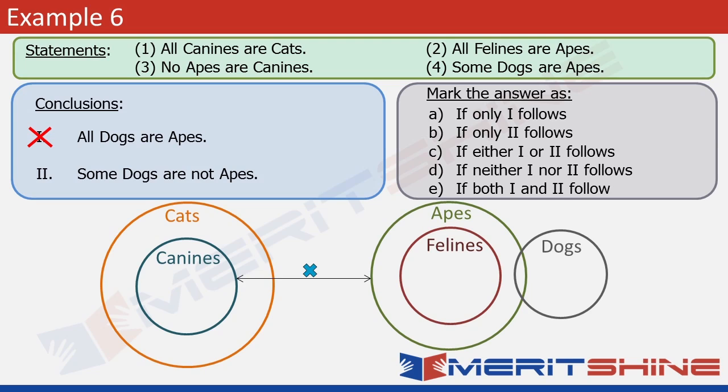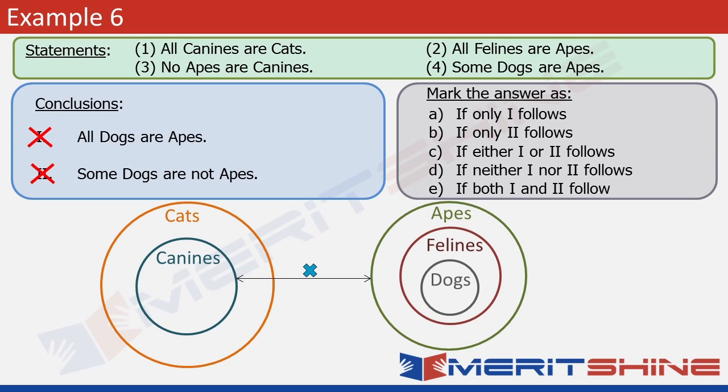Alright, conclusion 2 now. Some dogs are not apes. Now this is a negative conclusion. So we have to explore the possibilities as well. We can clearly see that this set of dogs can be put completely inside the set of apes, which will negate this conclusion. Something like this. So we do not violate any condition, but here we can see that all dogs are contained within apes. So this conclusion does not follow. Now again in this case, both the conclusions do not follow. Neither 1 nor 2, but this again is a special case, like the previous example.